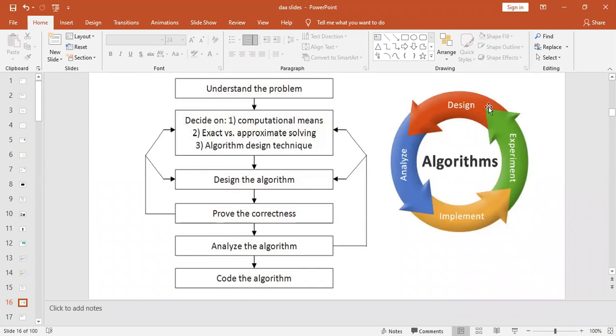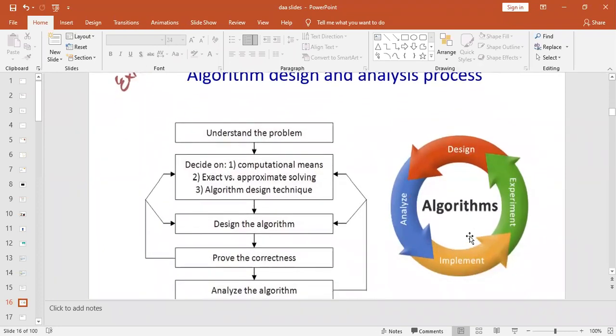So what are all the things? First design, analysis, implement and experiment. First you have to design the algorithm. Next you go with the analysis. Once you analyze, then you implement it by running the program, give input and output, check the results and experiment with the code. So first design the algorithm, analyze, next implement, write the code and then give the input for the code to see it's working properly. So this is the algorithm cycle.